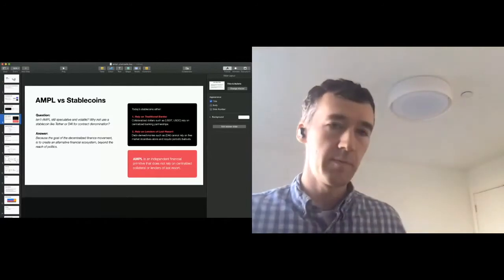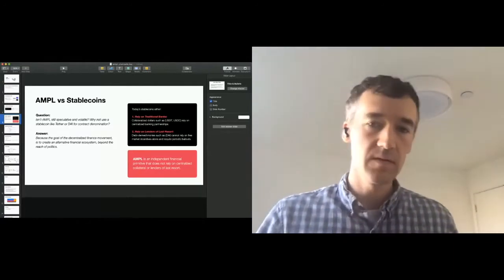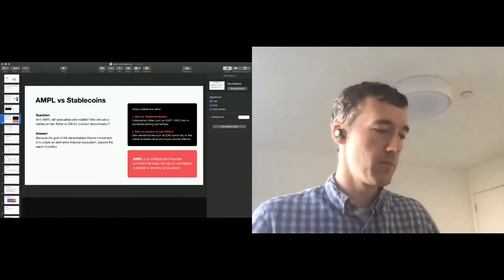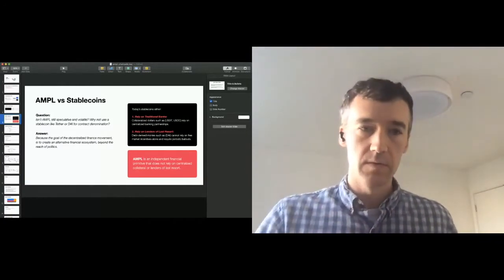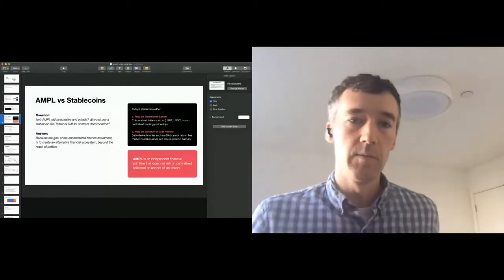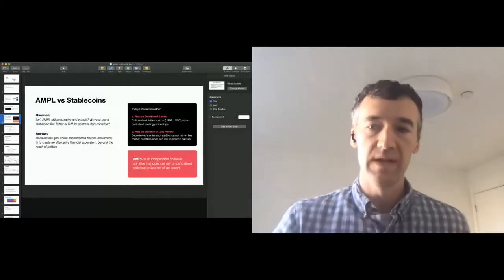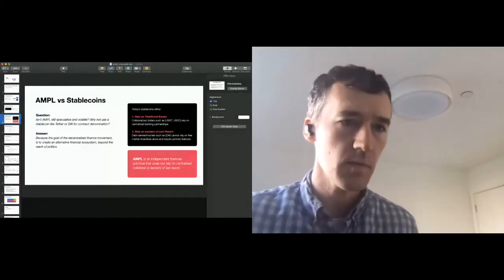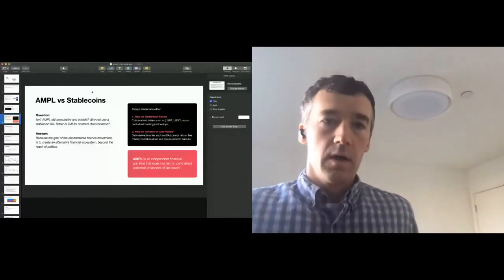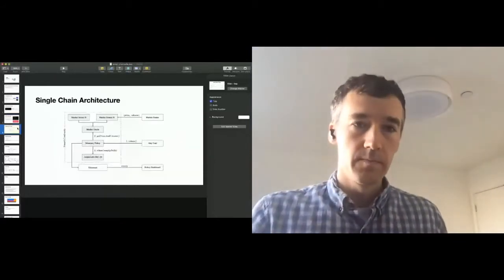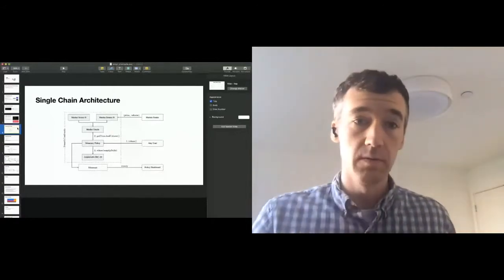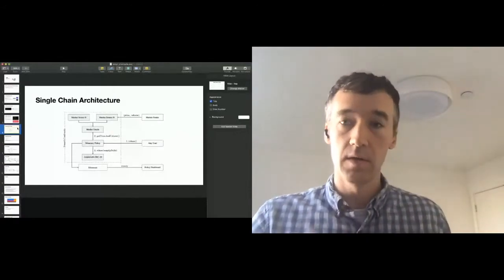And so Ampleforth is an attempt to do something different, a new formulation of money that can give us a safe, resilient financial infrastructure without having to rely on these weaknesses that we've seen before. So before I get into the multi-chain architecture, I can still talk about how it works on a single chain.